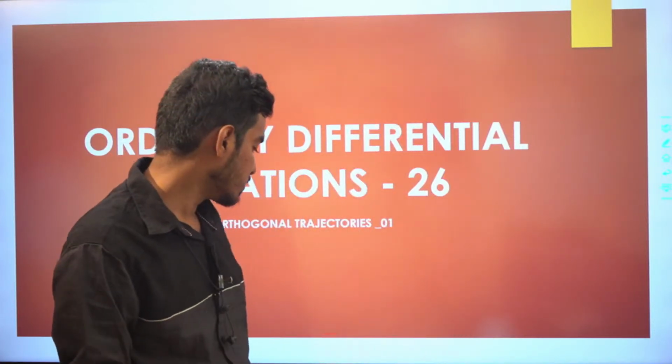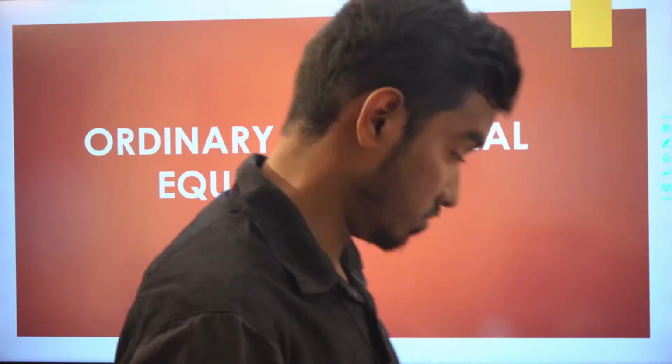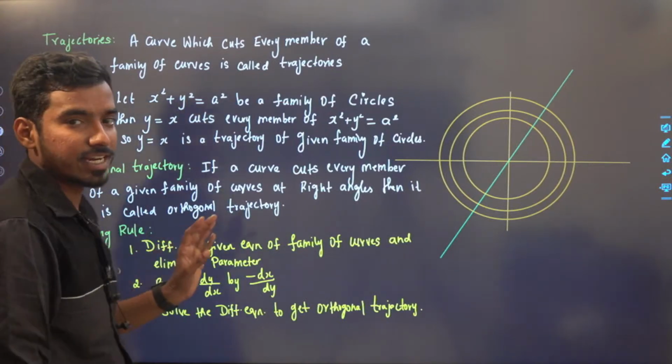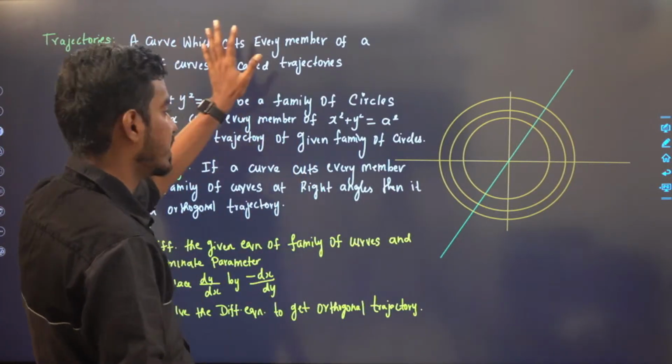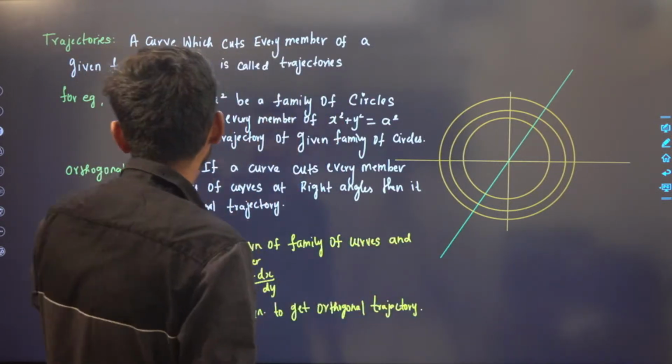In this class, we will define what is meant by orthogonal trajectories, and then we will go through the procedure of how to find the orthogonal trajectories for a given family of curves. First we will define what is meant by trajectories, and then we will define what is meant by orthogonal trajectories. So what is a trajectory?